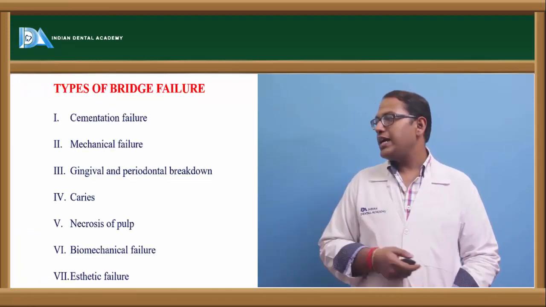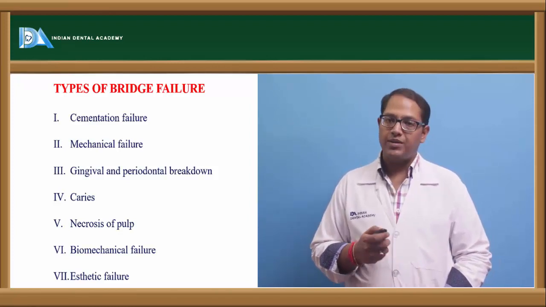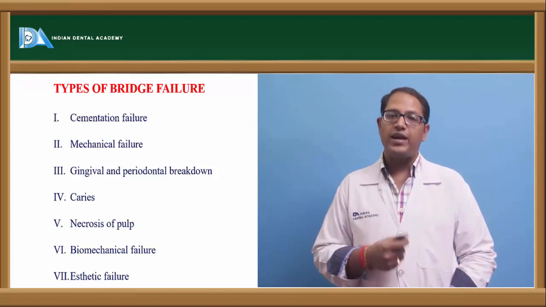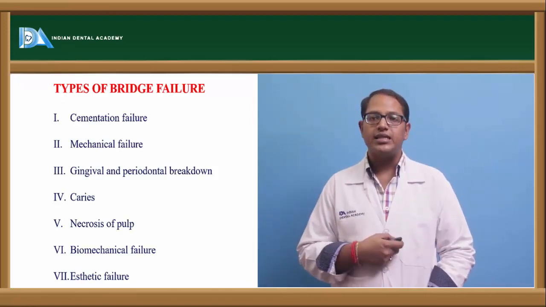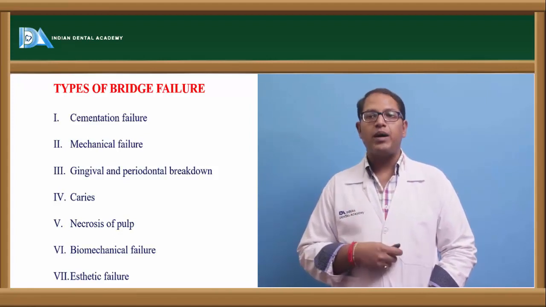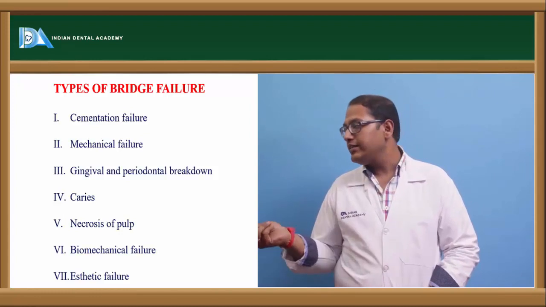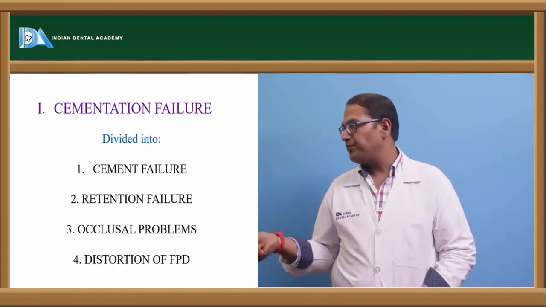Now, what are the types of bridge failure? It can be cementation failure, mechanical failure, gingival or periodontal failure, caries susceptibility and recurrence, necrosis of the pulp, or a biomechanical failure altogether. We'll discuss all these in detail. We have aesthetic failures as well.